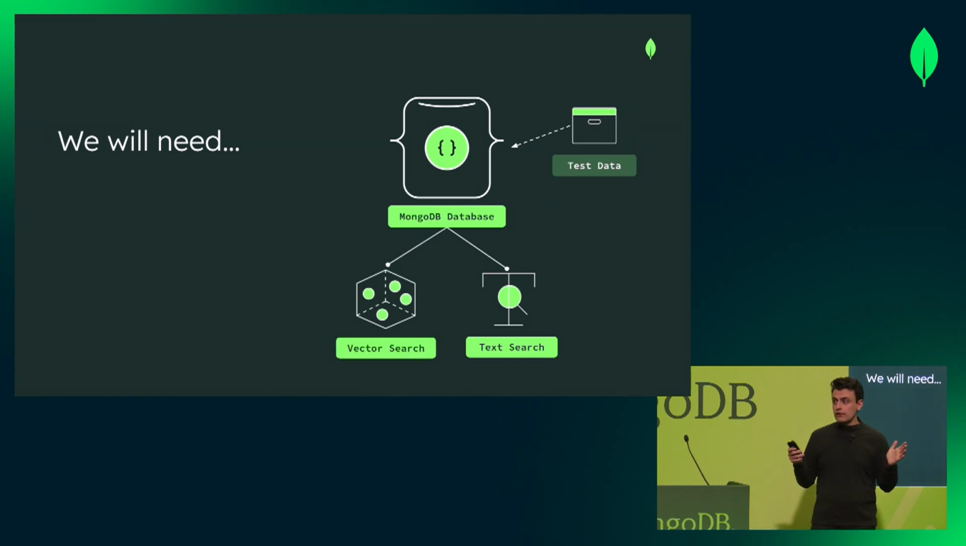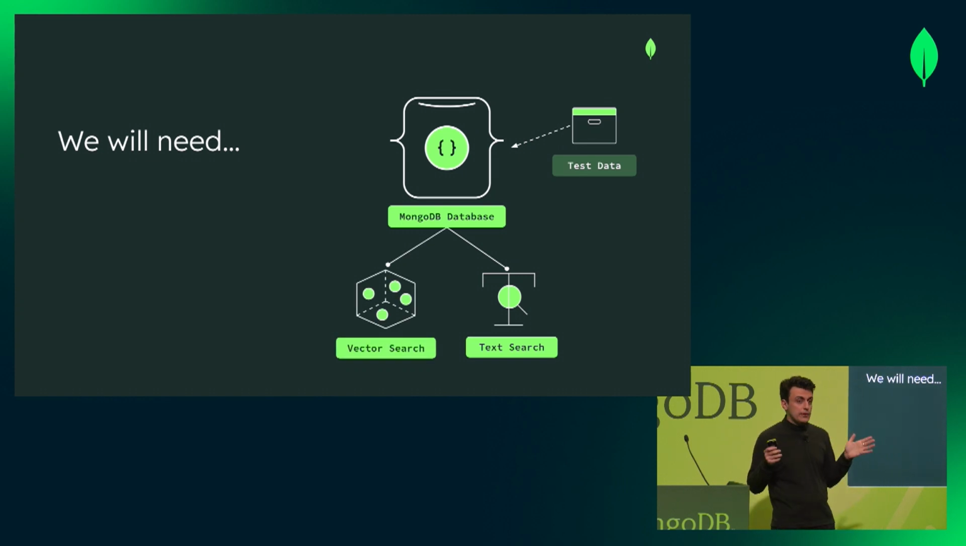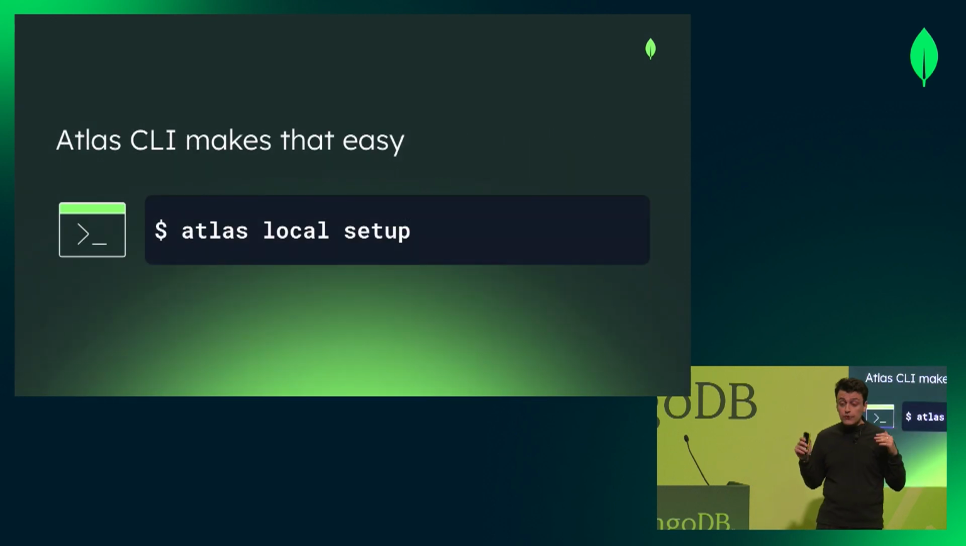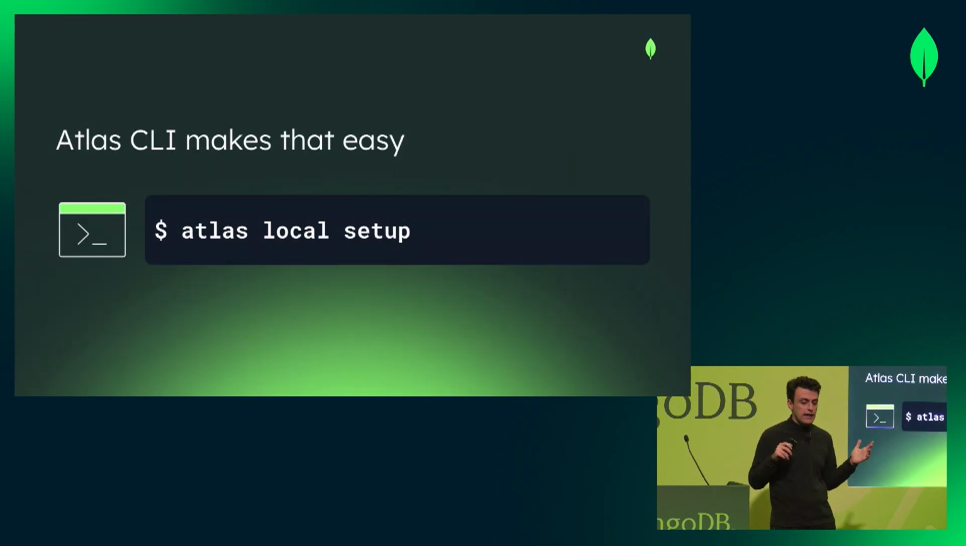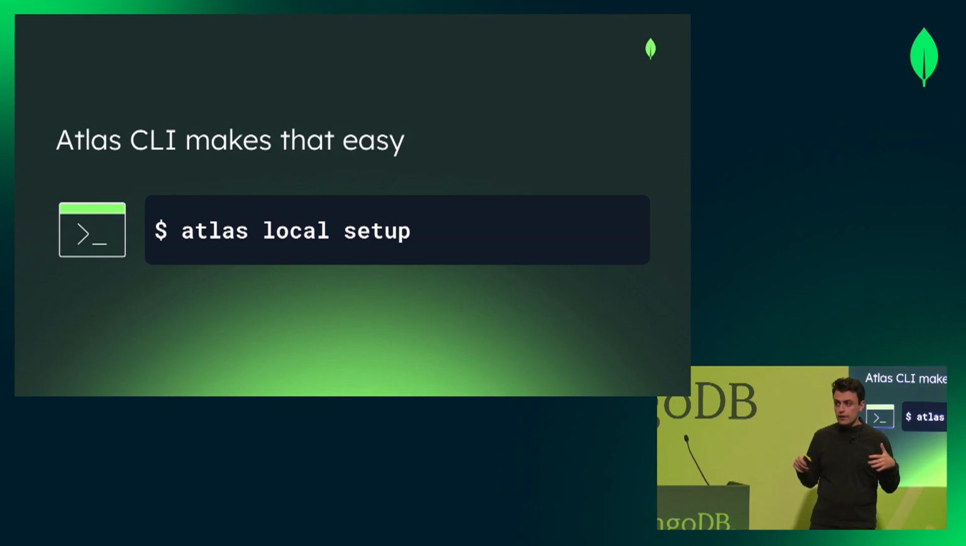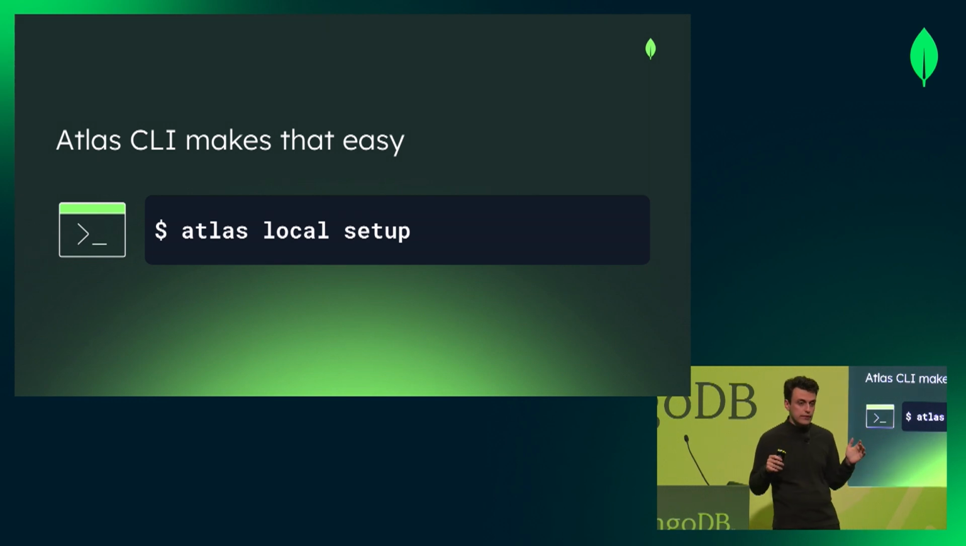Now, that's a bunch of things to try to set up locally. How complicated can it be? It turns out it's very easy. And to do that with Atlas, you can use Atlas CLI and just type atlas local setup. And in a few seconds, you'll have a cluster up and running on your machine.